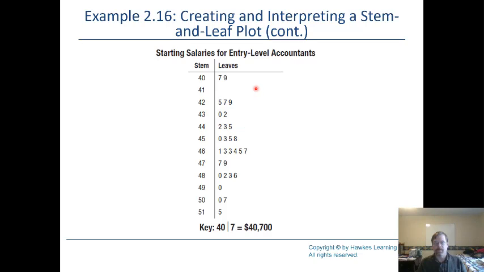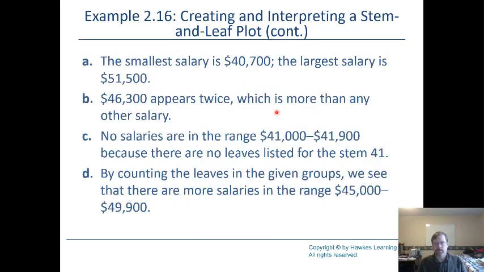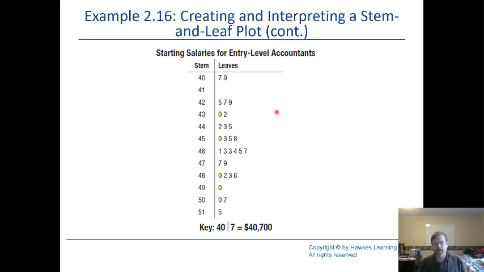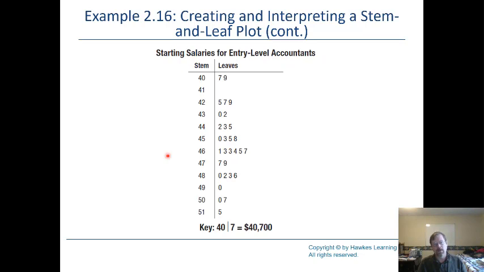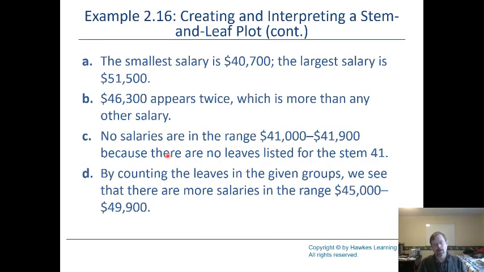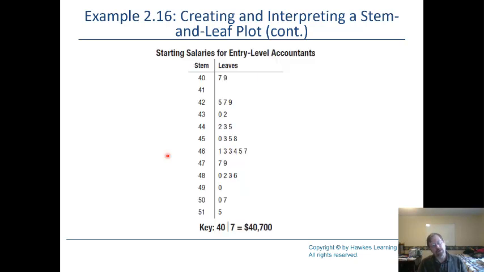Okay. If we count the leaves in a given group, that gives us the frequency number, and we can see where the most salaries are. We could also see it just by visually looking. There's our most salaries right there. Oh, okay. They're looking at a larger range here. This range. Okay.